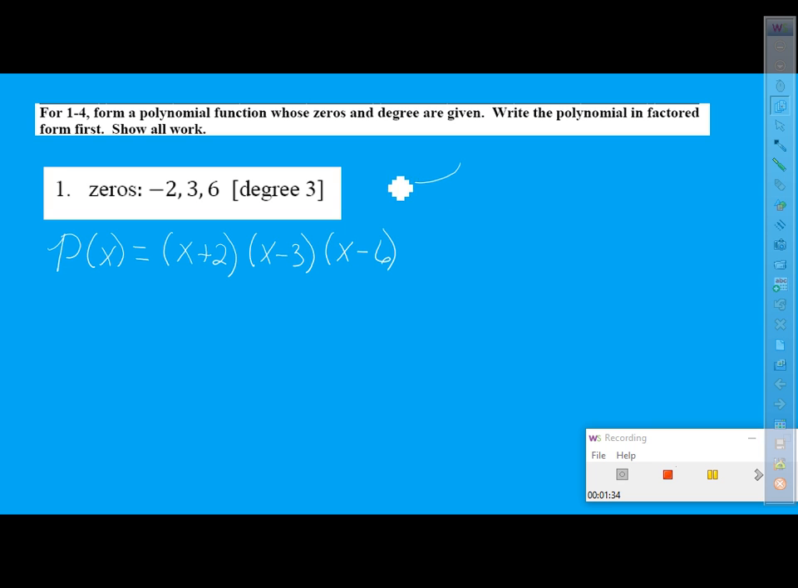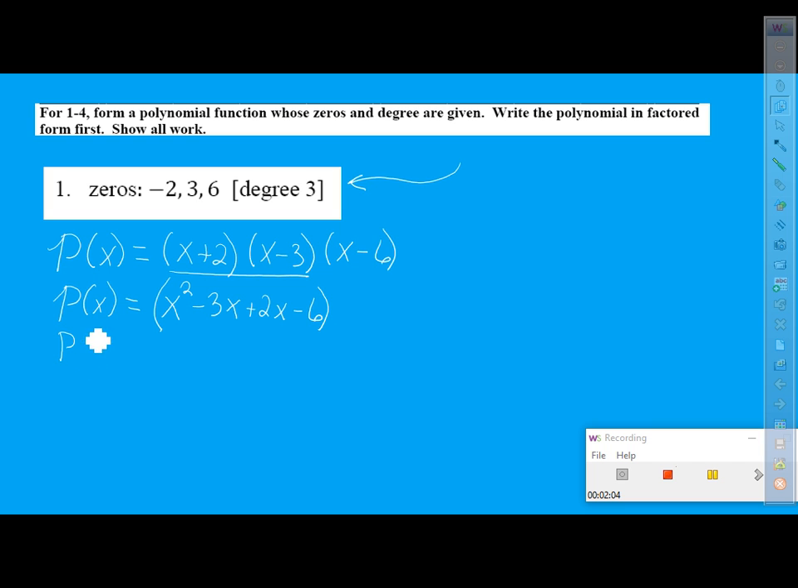When we get all done, I know it's going to be a 3rd degree polynomial. Well, here comes the algebra of it all. Not hard, but hang with me. I'm going to pick any 2 of these and I'm going to FOIL them out. So if I start FOILing this out, guys, I got x times x is x squared. I've got x times -3 is -3x. 2 times x is +2x minus 6.